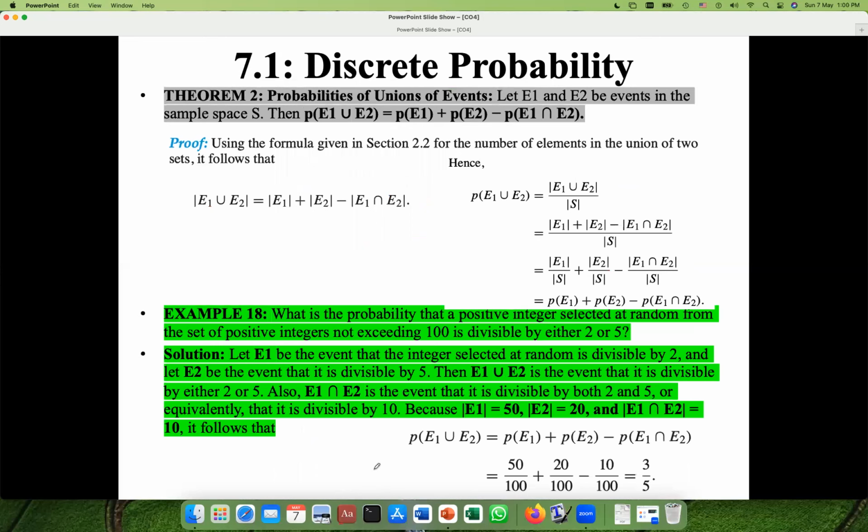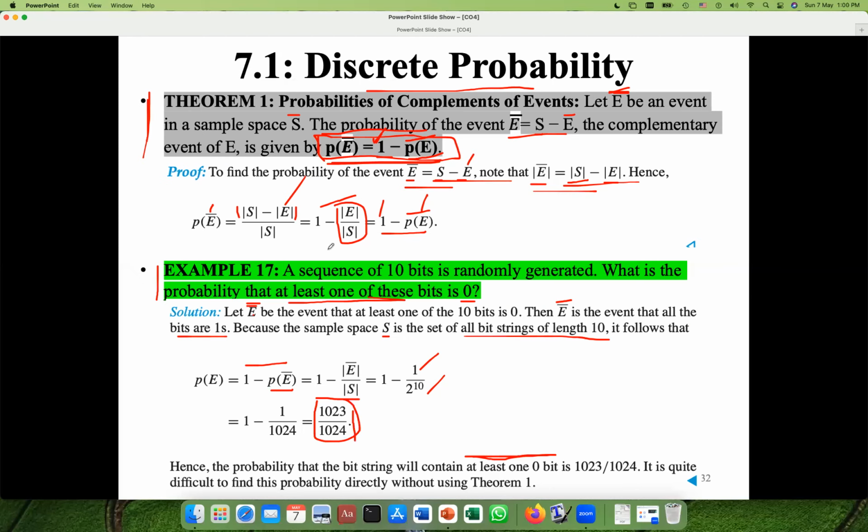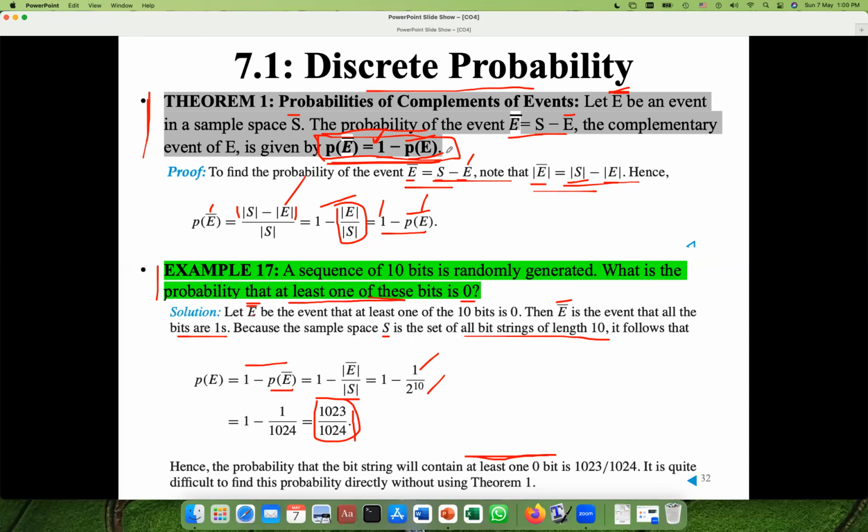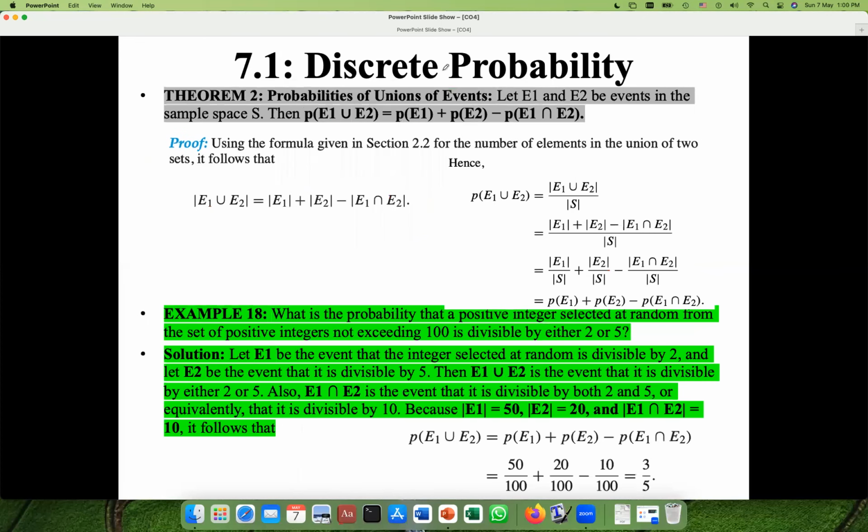Now, another topic. How many topics have we seen here? First, the finite probability. Then, the probabilities of complements of events. And now, probabilities of union of events, when you want to calculate the probability of more than one event in a space in the form of a union.